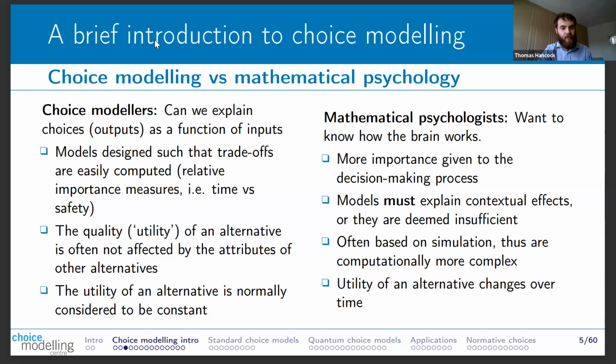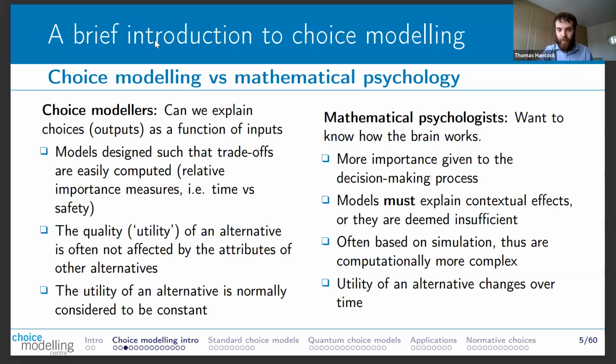So choice modelers ask, can we explain choices, the outputs, as a function of the inputs? Models will be designed such that we can easily see trade-offs, so you can get relative importance measures. For example, how important is travel time in comparison to the perceived safety of a different route? The quality of an alternative, that's usually called a utility, is normally not affected by attributes of other alternatives. That's just the mathematical setup. It's designed to be simple. The utility or quality of an alternative is normally considered to be constant. So usually we're not looking at a dynamic process, we're looking at a sort of snapshot.